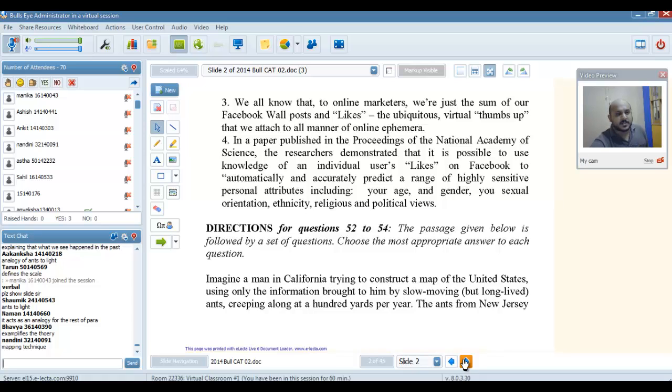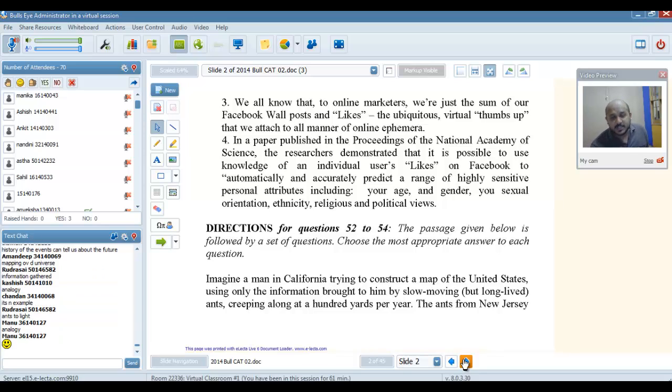Mapping technique exemplifies the theory. The answer for this, some of you got it right, which was absolutely brilliant. It is an analogy, and as expected, Kashish is right. And Manu is also right. Manu would be happy now. So it is an analogy.